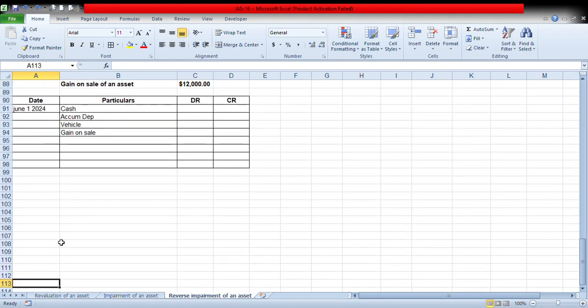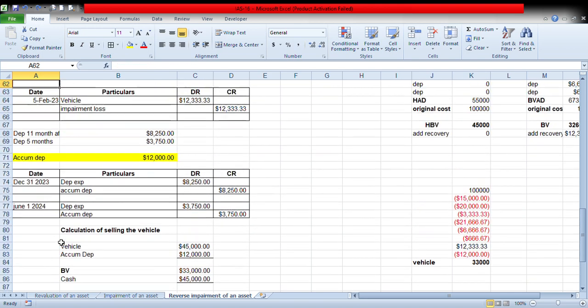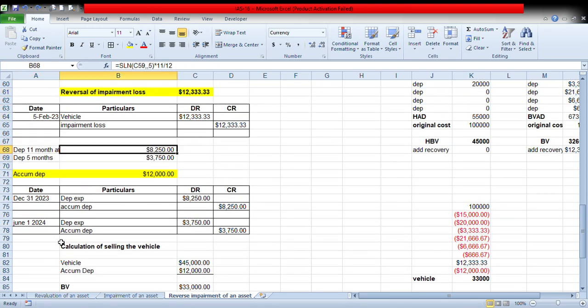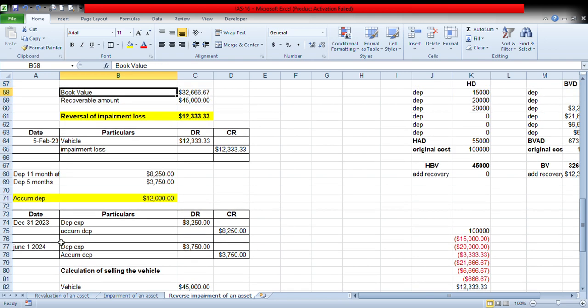So what is the depreciation? The depreciation of 11 months till December is with the new recoverable amount, right? Now this is our new amount. Just take the 11 months depreciation and then 5 months depreciation from January till June before selling, right?